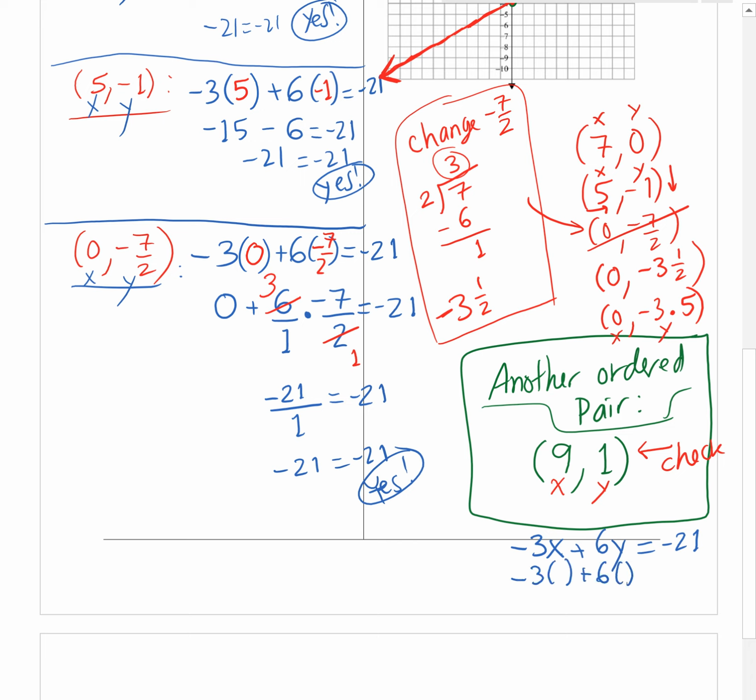Am I actually going to get a true statement or a false statement? If it's false, that meant I didn't draw this line very well. It looked like it went through that point, but it didn't really. Alright, let's see if that's true or not.